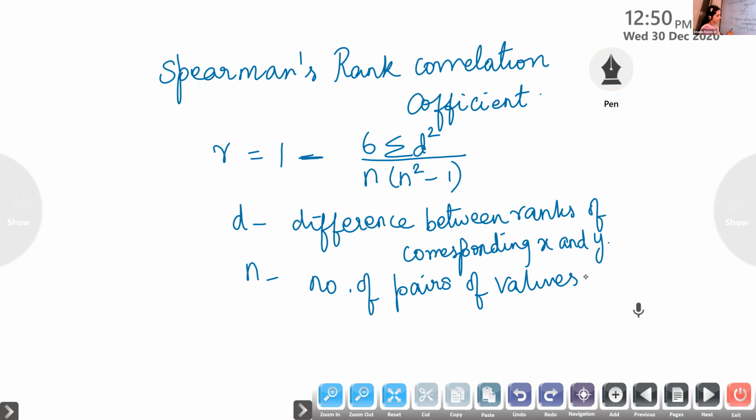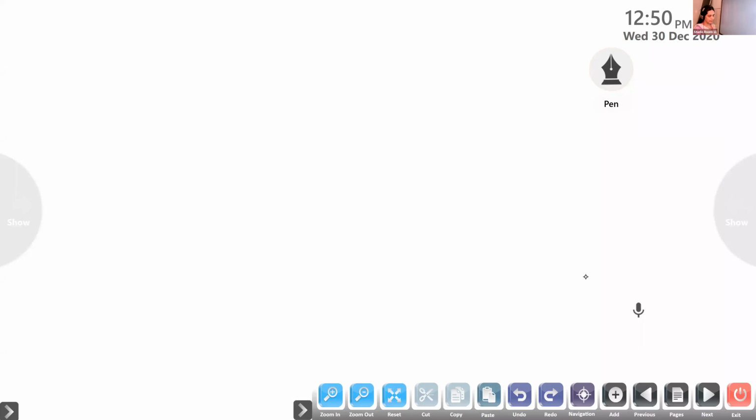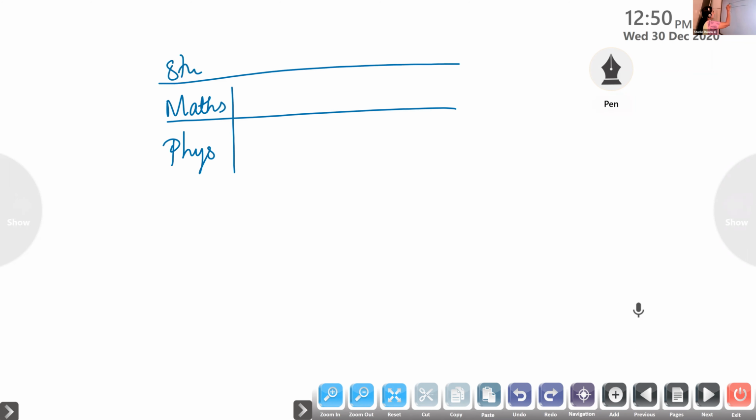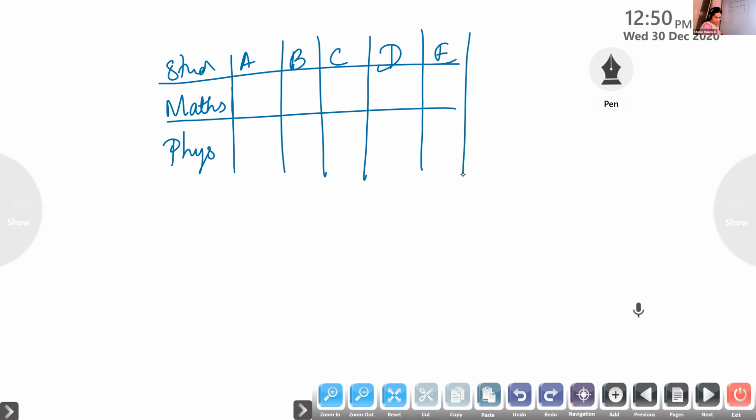Now listen, children. Before doing problems, let us make the idea clear. Suppose 5 students are ranked according to their IQ level in maths and physics. I am naming the students A, B, C, D and E. Now here 1, 2, 3, 4, 5. A got first rank in maths, B got second rank, C got third rank, D fourth rank, E fifth rank.